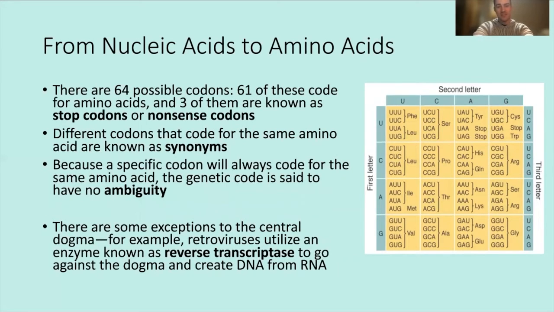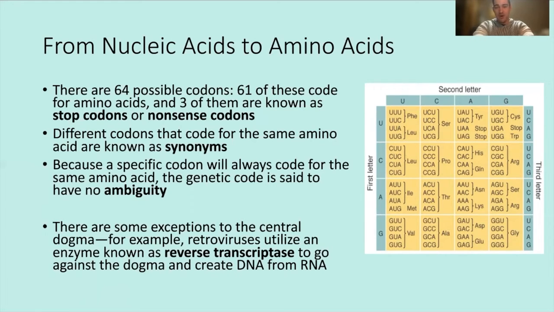Like I was saying, there are 64 possible codons. 61 of them code for amino acids, and 3 of them are known as stop codons. We also call them nonsense codons because they're not actually coding. They're just there to send a signal to stop creating that polypeptide. Different codons that code for the same amino acid are known as synonyms. If we look at this first box all the way up to the top left, you have UUU and UUC. Both of those are coding for phenylalanine, so they would be considered synonyms.